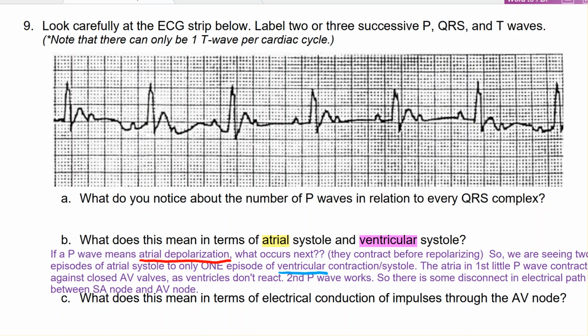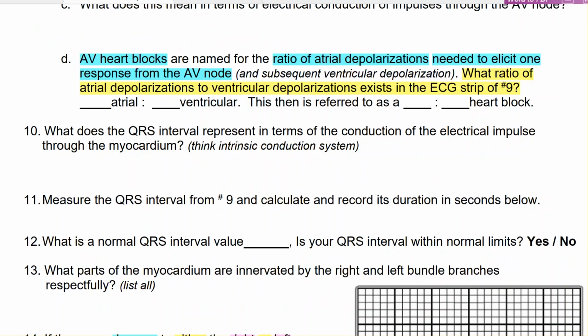And so I want you to think about how many times you see atrial depolarization versus how many times you see ventricular depolarization. And the numbers that you calculate are on some level going to help you answer this question. If there is an odd number of P waves to QRS waves, that's going to indicate a degree of heart block. And so heart block is a ratio of atrial depolarizations to ventricular depolarizations.